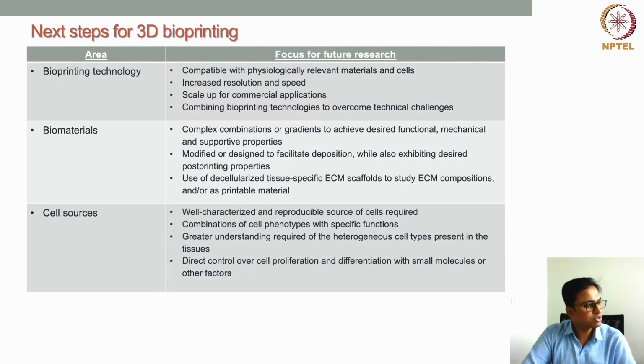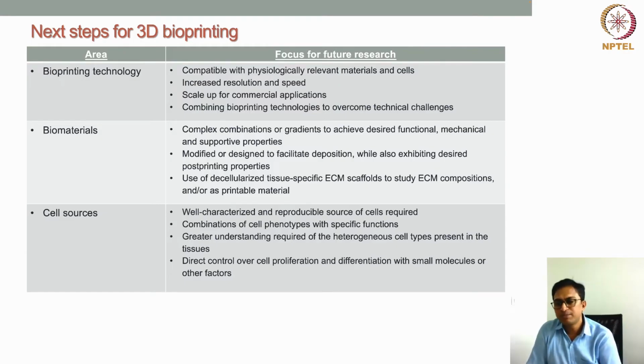There are some research groups working on these aspects, where they are combining both. Suppose they are combining melt extrusion-based 3D printing along with inkjet or laser-assisted bioprinting, or some people are working on electrospinning plus extrusion-based bioprinting. So combining different bioprinting technologies along with other technologies can help us overcome the technical challenges, because with a single printing technology it is very difficult to print micro to macro and also nano to micro.